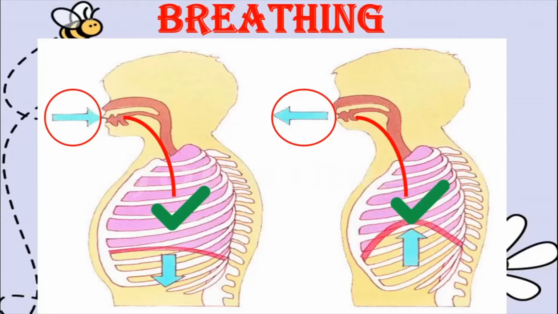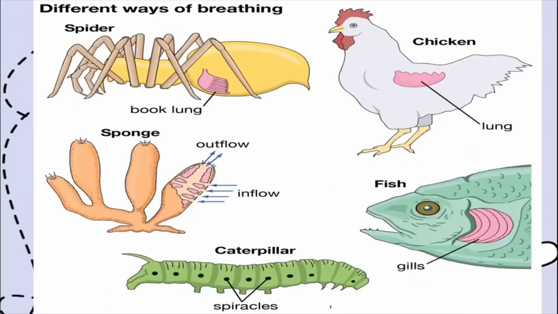So this is breathing. Now this is breathing in human beings. Now even animals breathe. Alright, let's see. All these different types of animals, all of them breathe. Some of them breathe using their lungs and some of them breathe using some other parts of their body. Let us see for an example here.